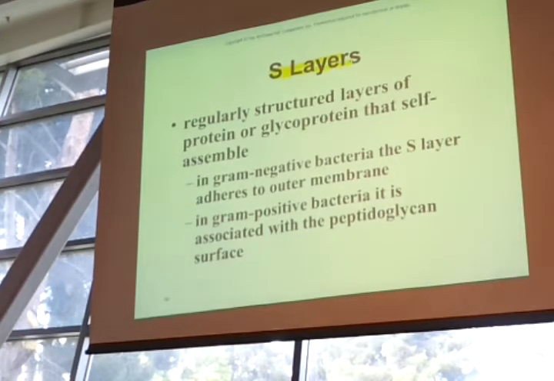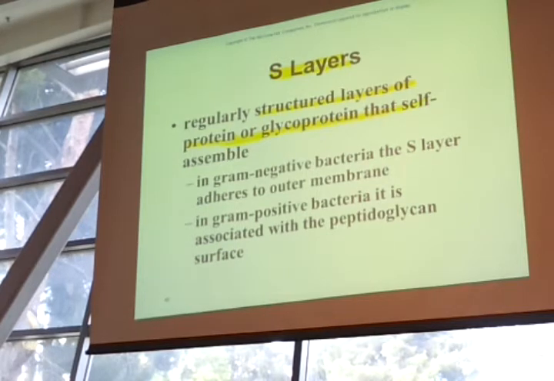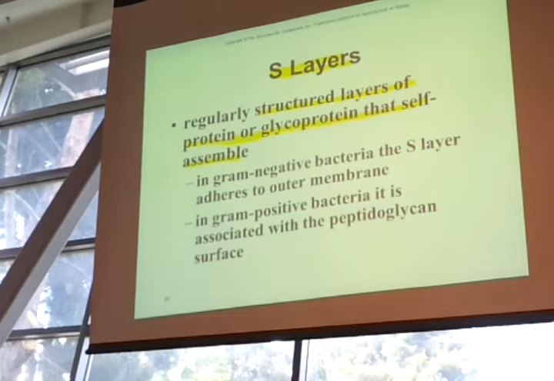And then lastly, the S layer. The S layer is a little bit different than a capsule or a slime layer. This is a highly structured layer. It's a protein or glycoprotein, and it's interesting that it's self-assembled. It starts to put itself together without even necessarily being part of the cell. That's why they're using these proteins of S layers in the field of nanotechnology, because they can use them to take medications to certain areas.